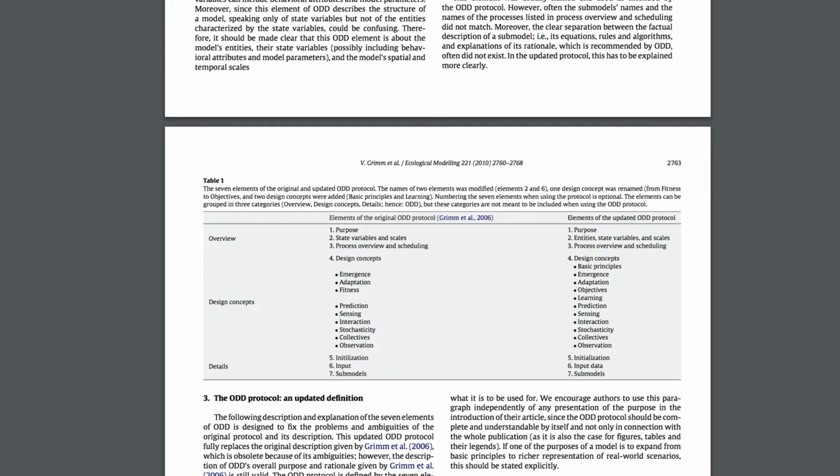So in those contexts, I think it makes sense to have the ODD protocol as an appendix, if you will, right? So what does the ODD protocol actually look like? Let me see if I can blow this up a little bit. Oh, there we go.